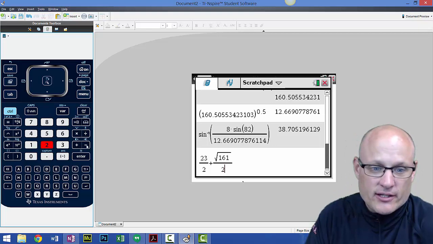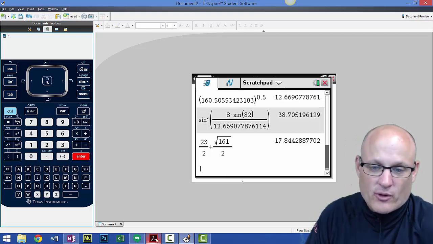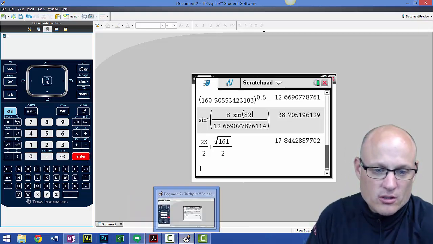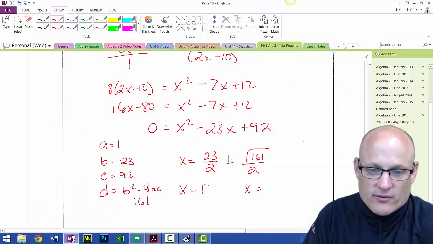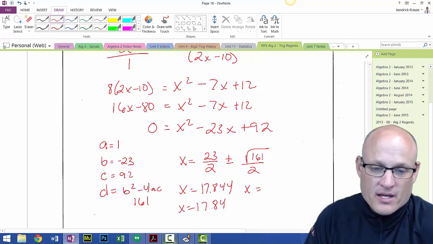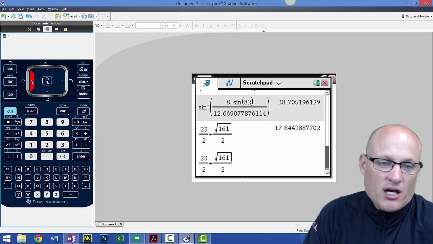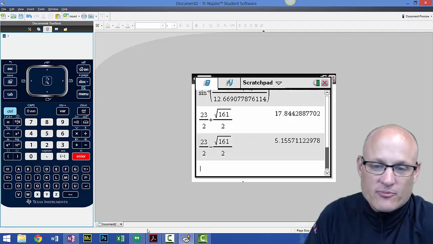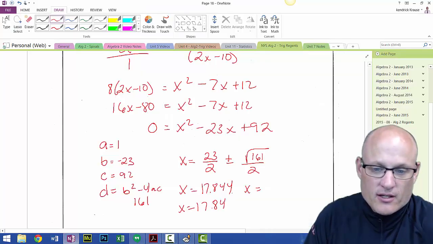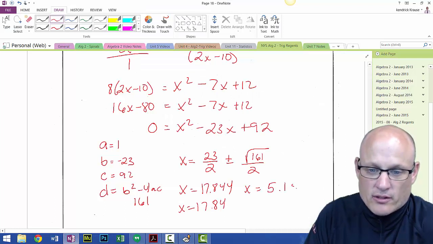So when you plug this in, you get 17.844. It said round to the hundredths, so this was 17.84. And then let me find the other one. We're almost done. We'll put a minus in there. Hit enter. 5.155. Rounded to the nearest hundredths is 5.16.